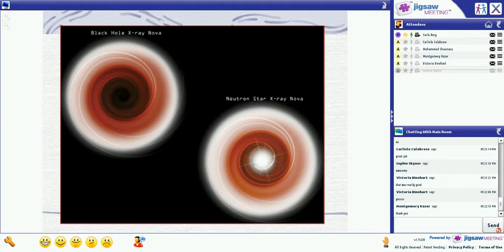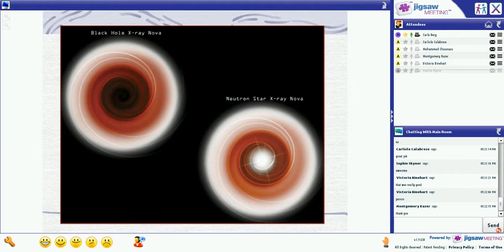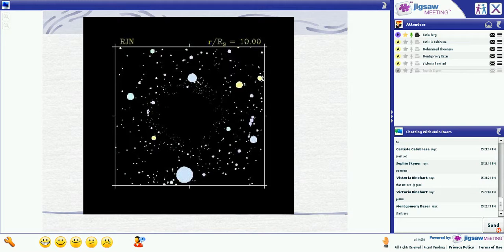Here are two pictures where we can compare a black hole and a neutron star. Both look very similar. They are circular in shape. However, the center of the black hole is, you guessed it, the color black. And the center of the neutron star shows a very bright color. Here's another image of a black hole. The black hole is the black section in the middle.